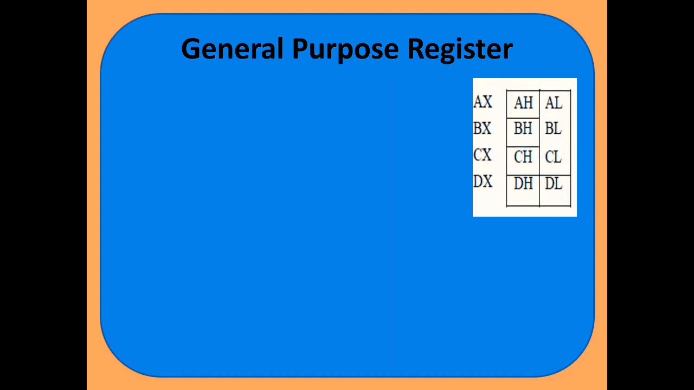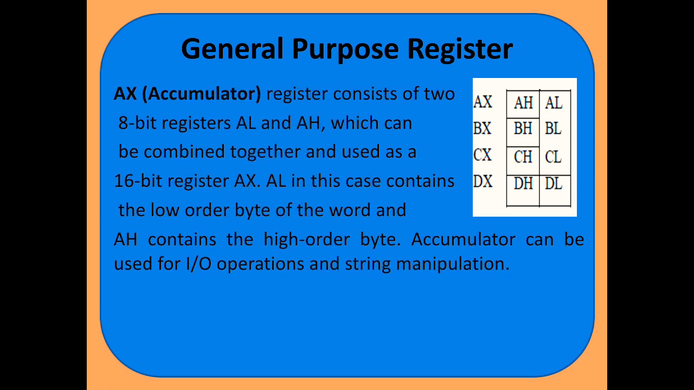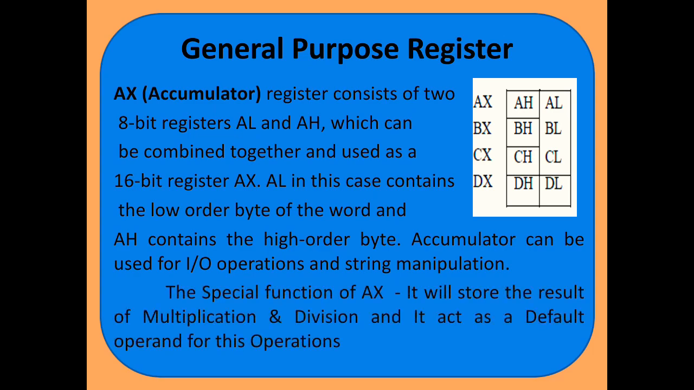So here we have four general purpose registers: AX, BX, CX, DX. AX is a 16-bit register which is divided into two 8-bit registers, where AL is the lower byte of the AX register and AH is the higher byte of the AX register. The special function of the AX register is that it is used as an accumulator. That means it can store the results of multiplication and division.